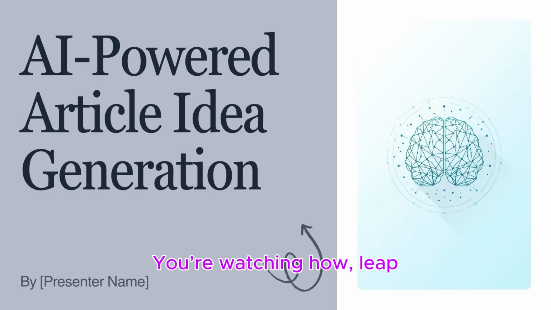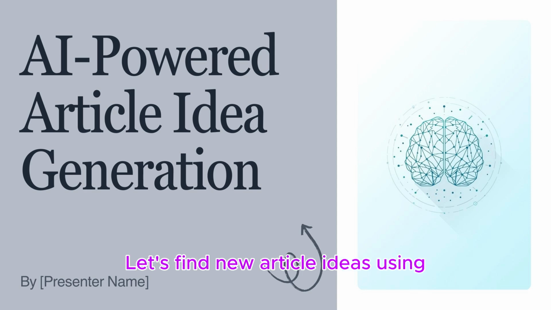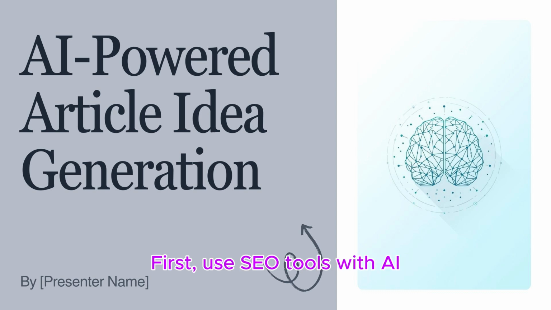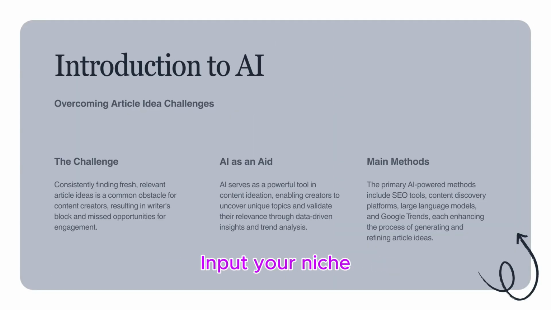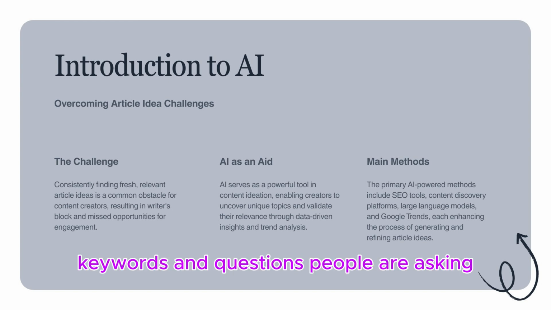You're watching How Leap. Let's find new article ideas using AI. Use AI tools to analyze trends and gaps. First, use SEO tools with AI features like SEMrush or Ahrefs. Input your niche, and the tool will suggest high search volume, low competition keywords and questions people are asking.